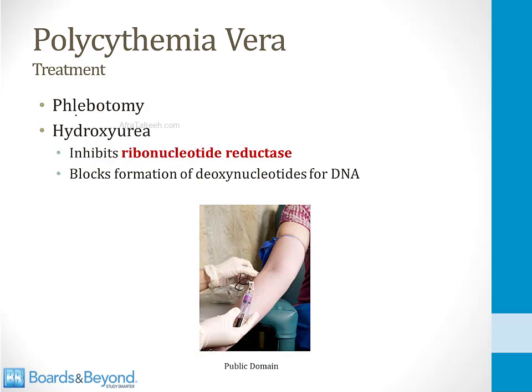Polycythemia vera can be treated with regular phlebotomy. This reduces the red blood cell mass. It's also sometimes treated with hydroxyurea. I talk about this drug in the biochemistry section. It inhibits ribonucleotide reductase. This is the enzyme that converts RNA nucleotides into DNA nucleotides. When it becomes inhibited, it blocks the formation of deoxynucleotides, which are necessary for synthesizing DNA. This inhibits the replication of those progenitor cells in the bone marrow and leads to a reduction in red blood cell mass.